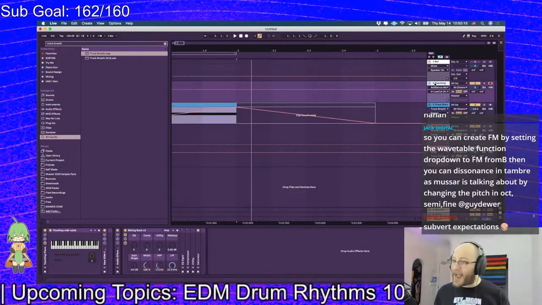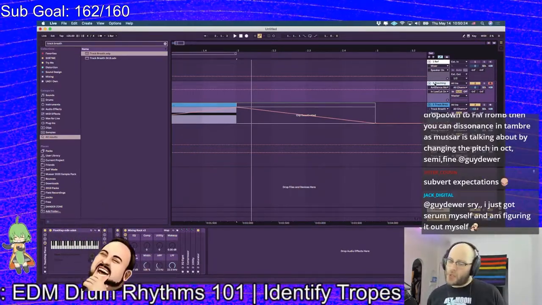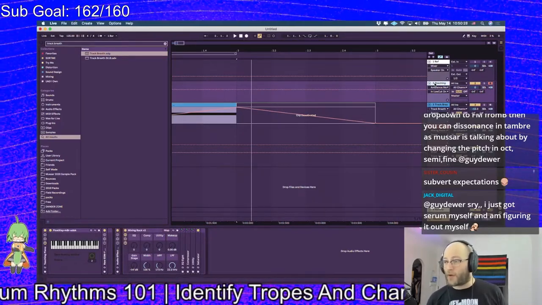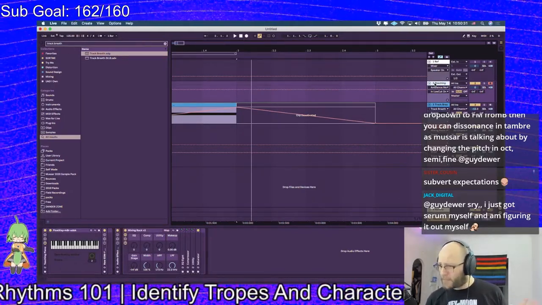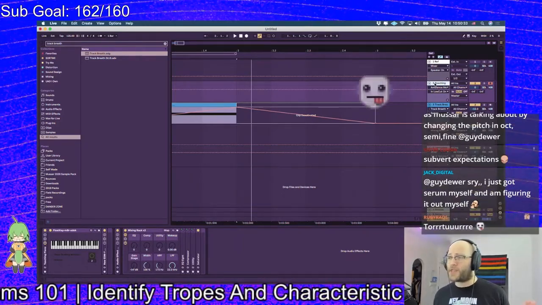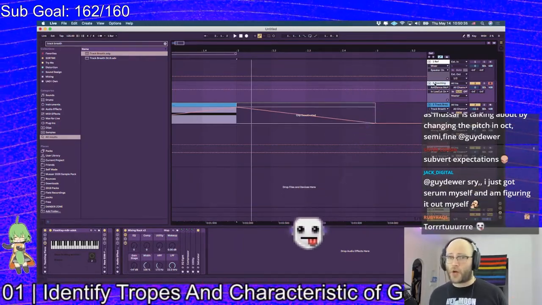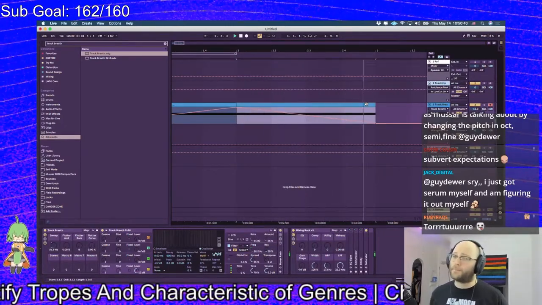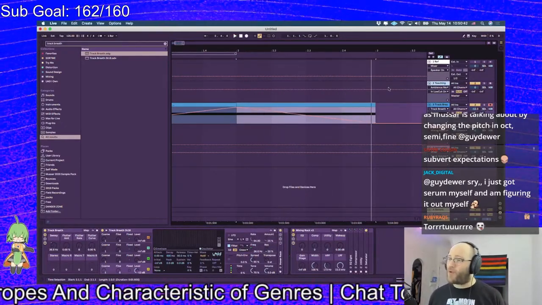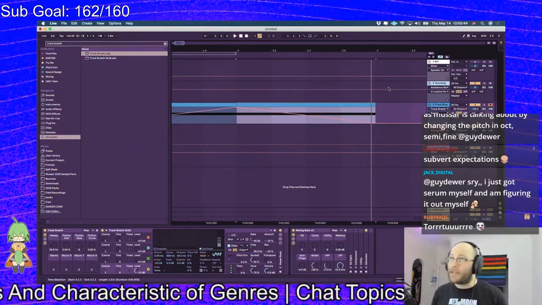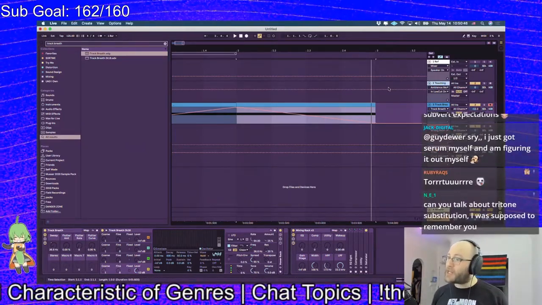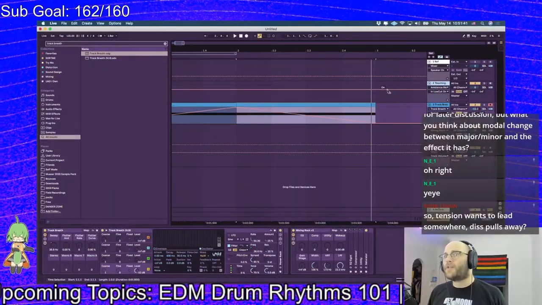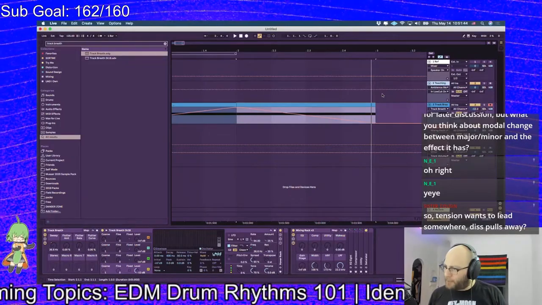Exactly. Exactly correct. As we go through different things, I'm not going to give you every possible example because we've already gone on this topic for nearly an hour. So I think it would be good to start moving on to something else. But I want to end, now that we've completely disconnected tension and dissonance: tension wants to lead somewhere, dissonance pulls away. I would say that's a good way to start thinking about it.